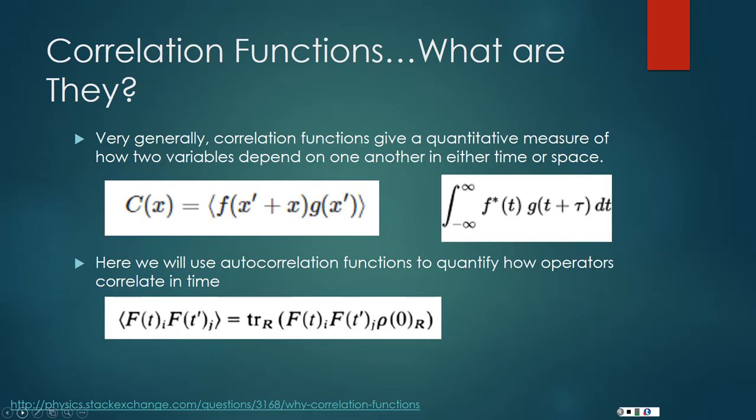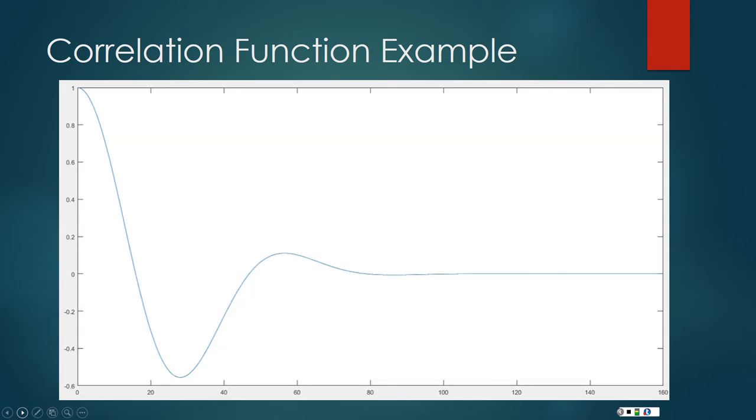You mean when f equals g? F equals g, in your first definition? Right, it is the same function. Right, so it's overlapping the same function through time. That's why it's called an autocorrelation. Auto meaning self. So an example here, hopefully this image.